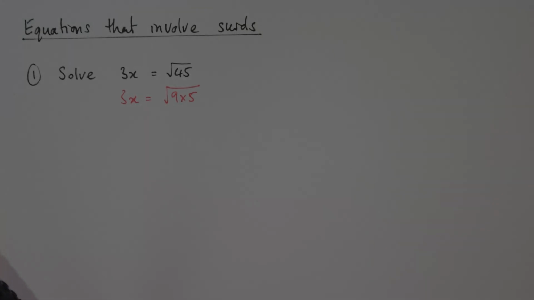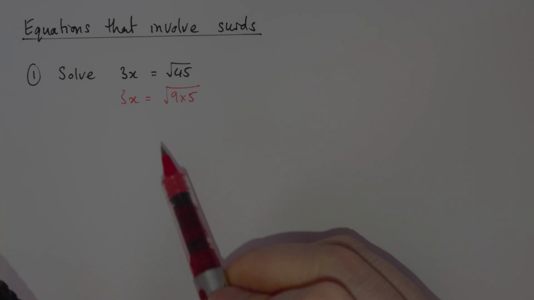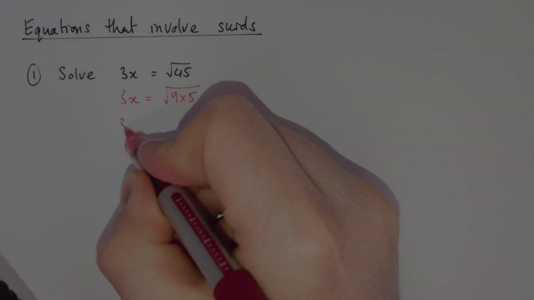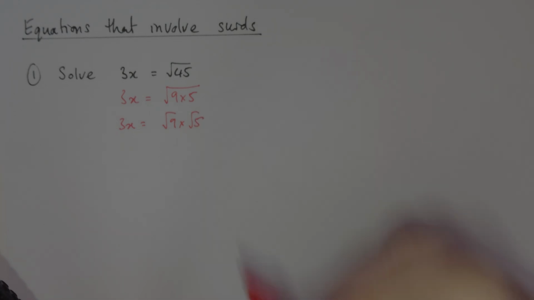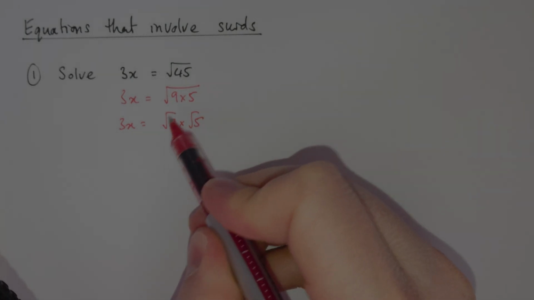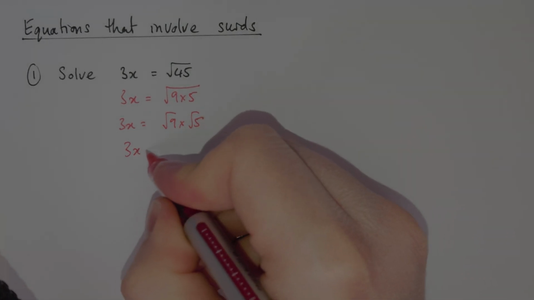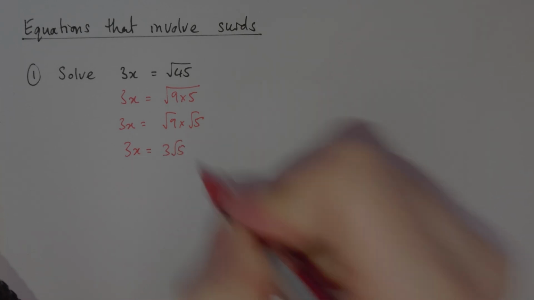It's lots of other things as well, like 15 times 3, but remember I want to make a square number factor, and I'll put the square number first. They can then move into separate houses if they so wish. Okay, and the square root of 9 is just 3, so I've got 3x equals 3 root 5.